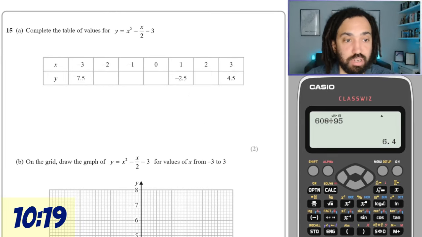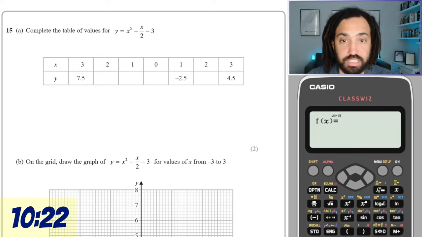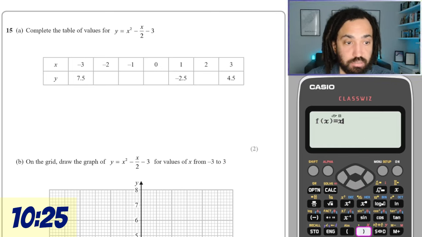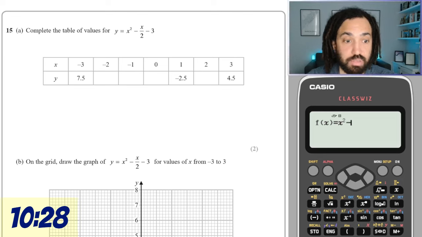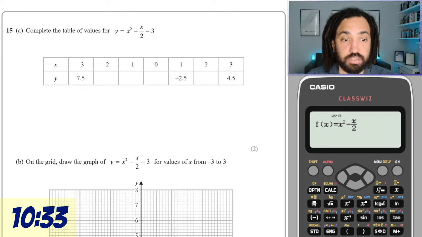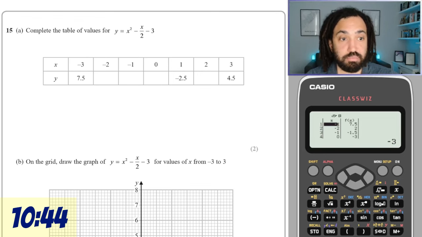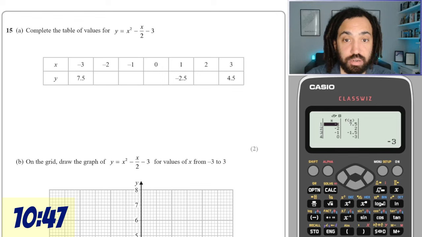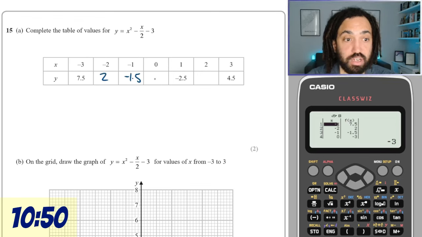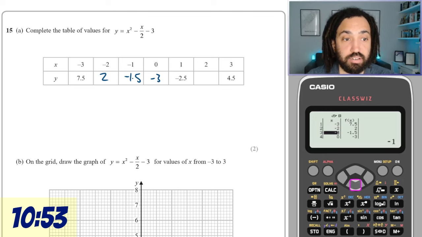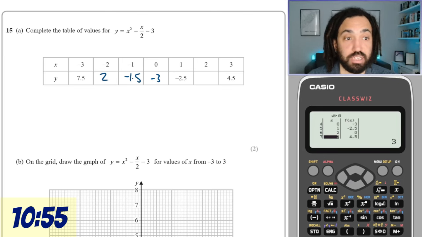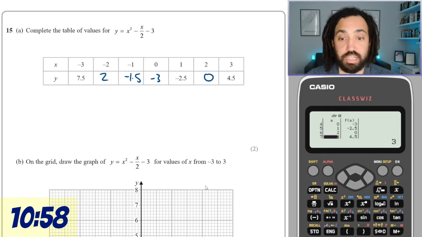Okay, complete the table. Surely the quickest, most efficient way of doing that is using the table function. So x squared minus x over 2 minus 3 is the function, and there's no second function. We want to start at minus 3, end at 3, and go in steps of 1. So we've got that one already, that's 2, minus 1.5 and minus 3, and then going down we get minus 2.5, and 0 is right there.